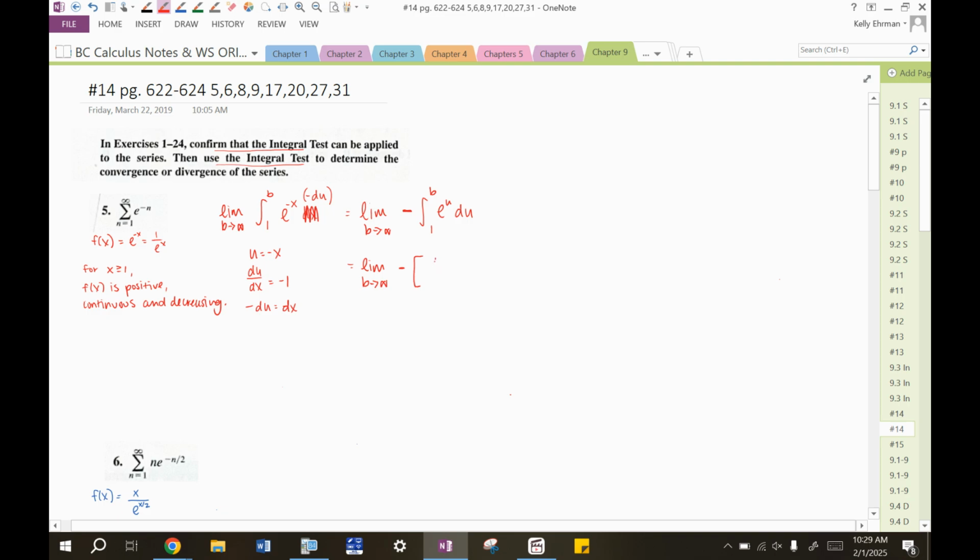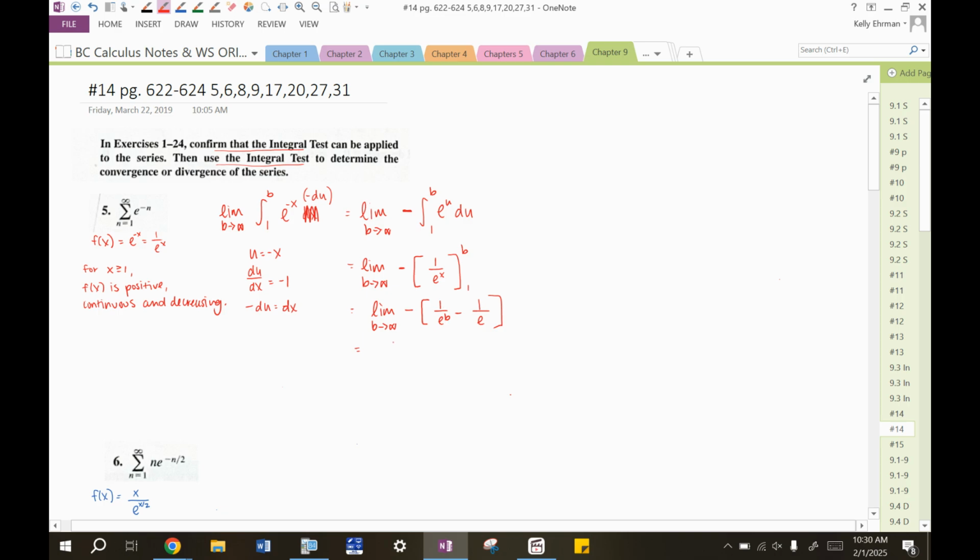e to the negative x, or I'm going to make that 1 over e to the x. When you're evaluating by plugging in infinities or zeros, it's a good idea, really with any number, to rewrite your negative exponents as positive exponents in a denominator so you get the correct values when you take the limit. And remember, we're supposed to show the fundamental theorem, which is plugging the numbers in before you evaluate the limit. So this would be 1 over e to the b minus 1 over e to the first. Now I can take the limit.